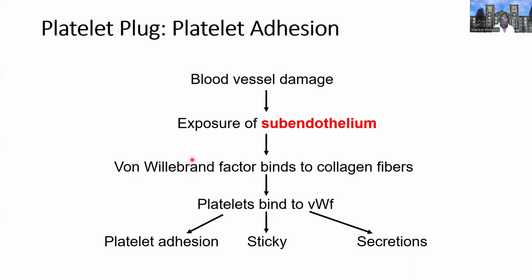This encourages platelet adhesion, which is the first sticking of the initial layer of platelets, which further creates another sticky layer. It's going to trigger platelet aggregation. And then it also secretes different factors that further aggregate platelets in a positive feedback loop. So adhesion, a very sticky surface, and then secretion of products and factors that further aggregate more platelets.